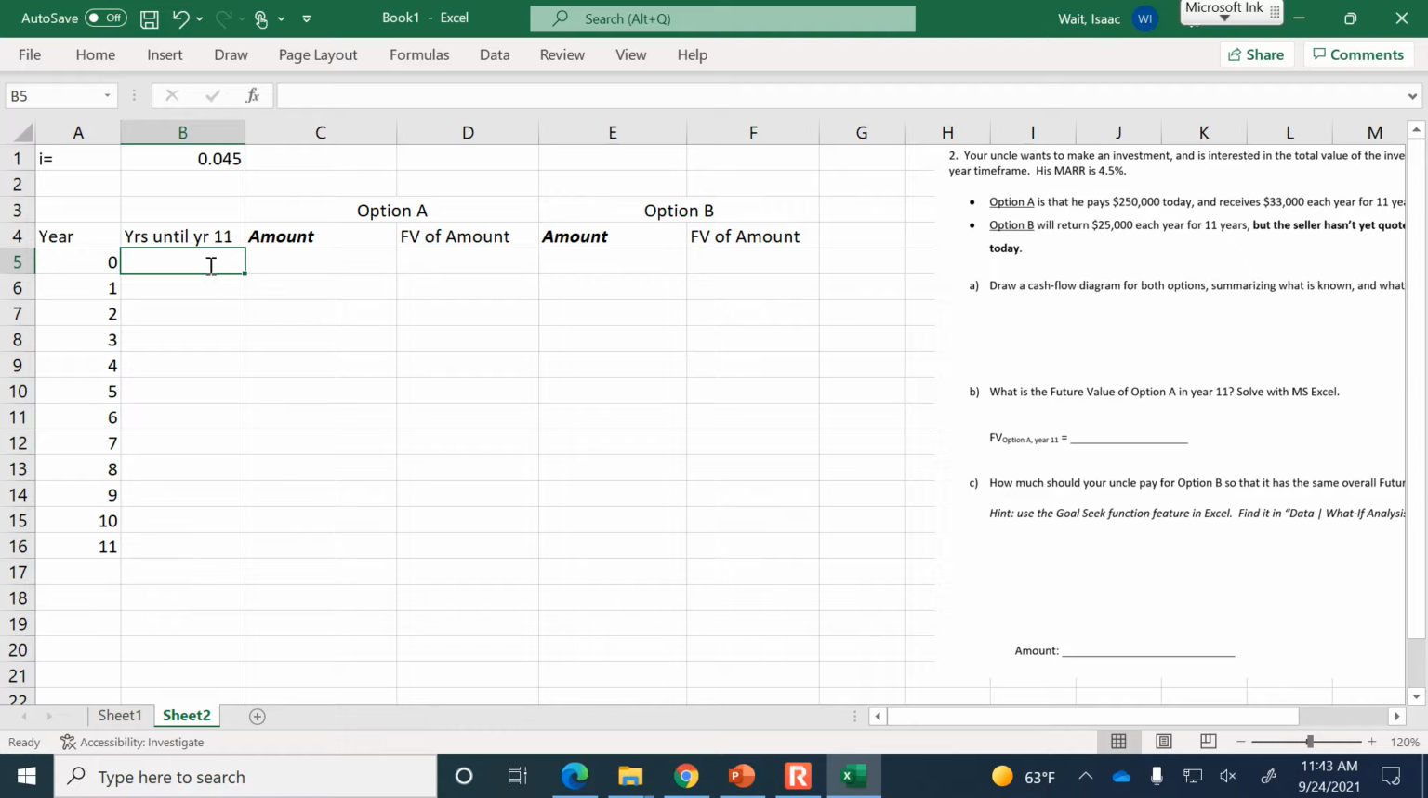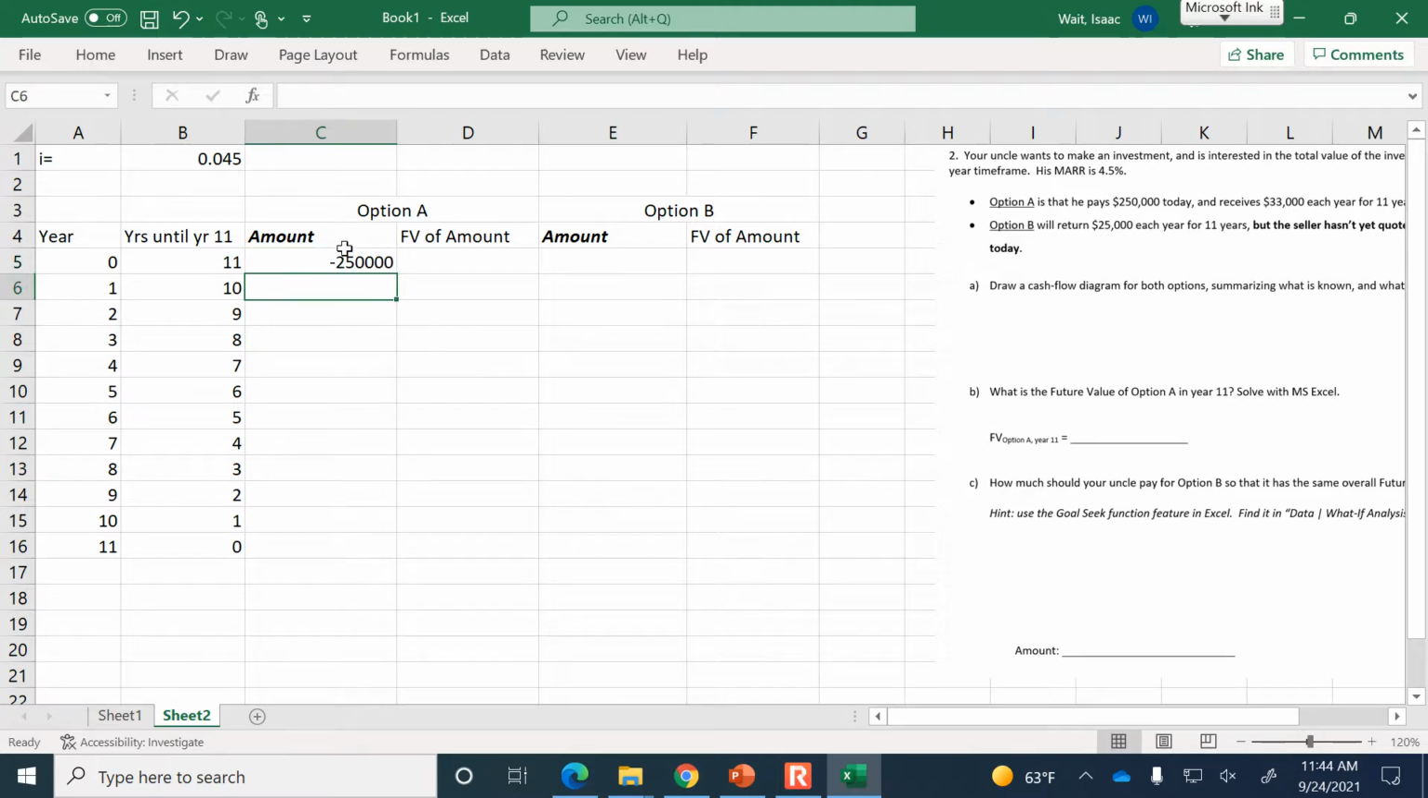And then 11 through 0 on the reverse time column. And then we have the amounts. For option A, we know that he would pay $250,000 today.